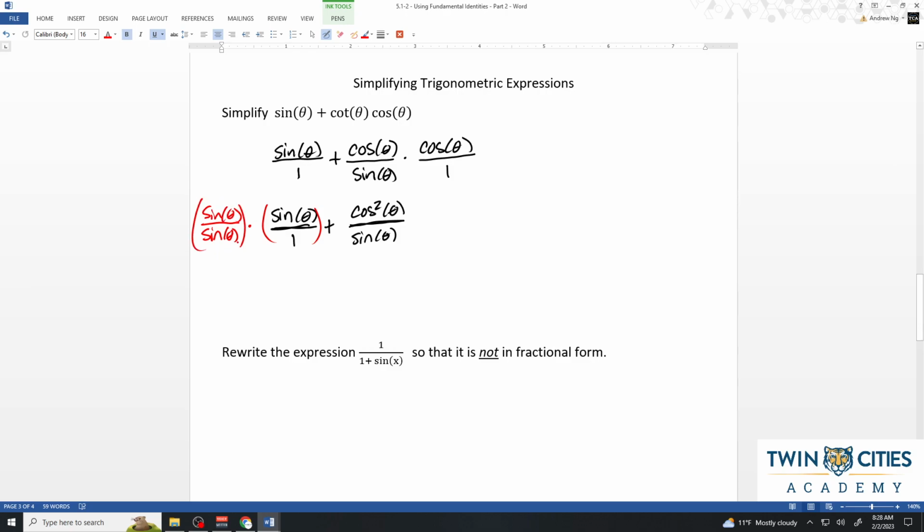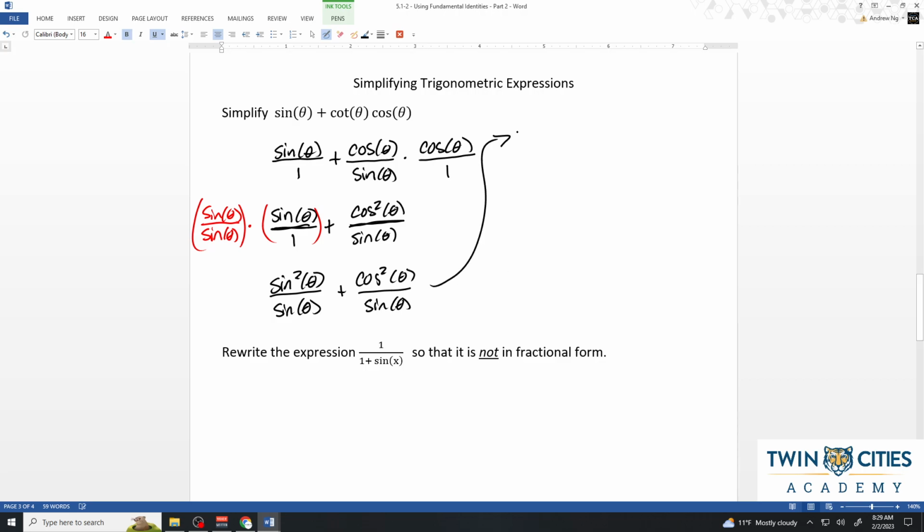Really, sine over sine is just 1. So I'm going to change the way that this fraction looks without necessarily changing the value of it. Okay, what's this give me? Sine times sine. So this is sine squared of theta over sine of theta plus, nothing changed here. This is cosine squared of theta over sine of theta.